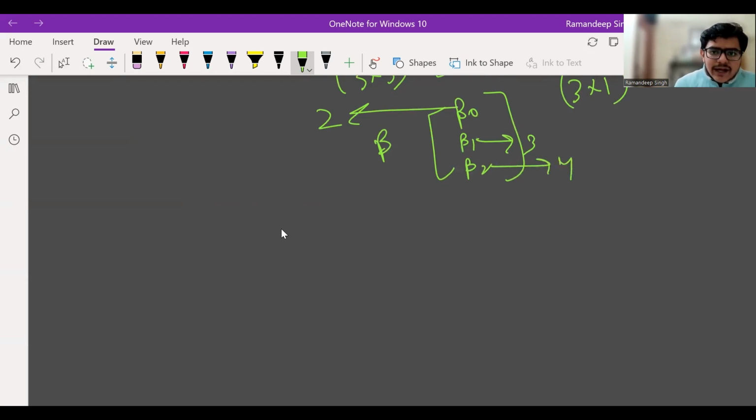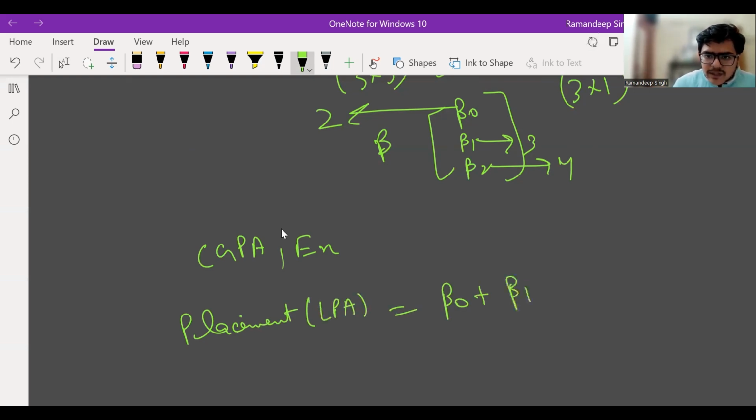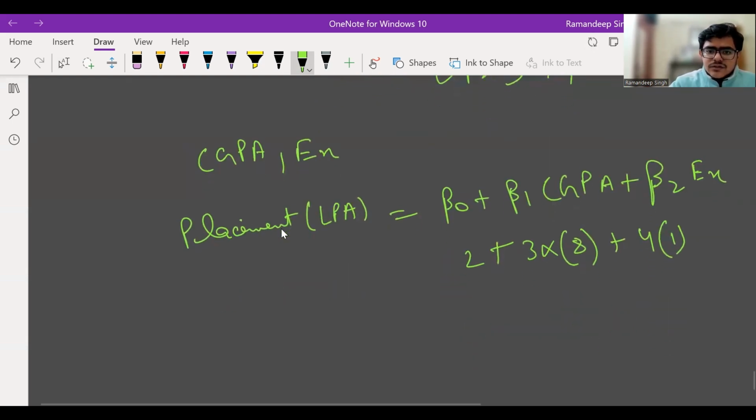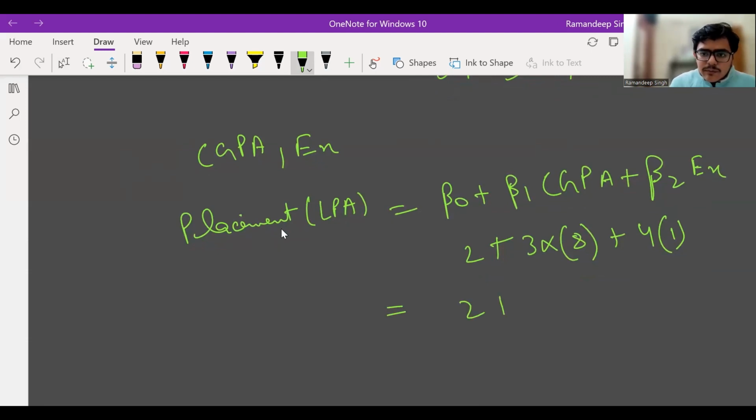So whenever I give a new data point, let's say CGPA and experience, to my function or the model, it will predict the placement value like this. Placement or the LPA package is equal to beta naught plus beta 1 times CGPA plus beta 2 times experience. So this is 2 plus 3 times, let's say the CGPA is 8, plus beta 2, which is 4, multiplied by, let's say, experience is 1. So the new predicted placement amount will be 2 plus 24 plus 4, that is 30 lakhs per annum. So this is how the whole model works.